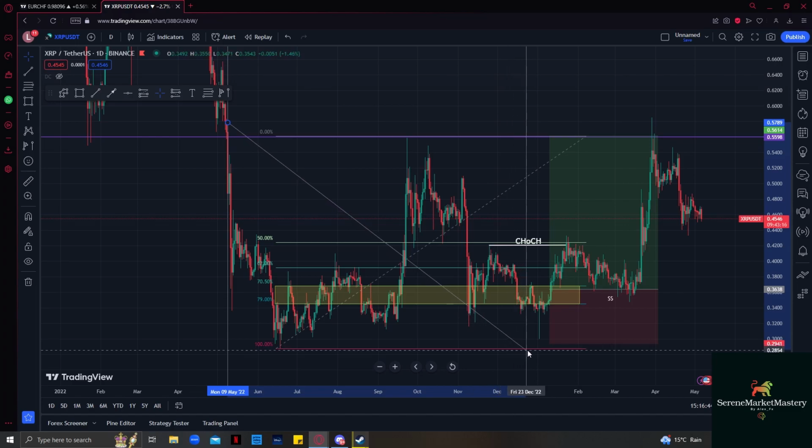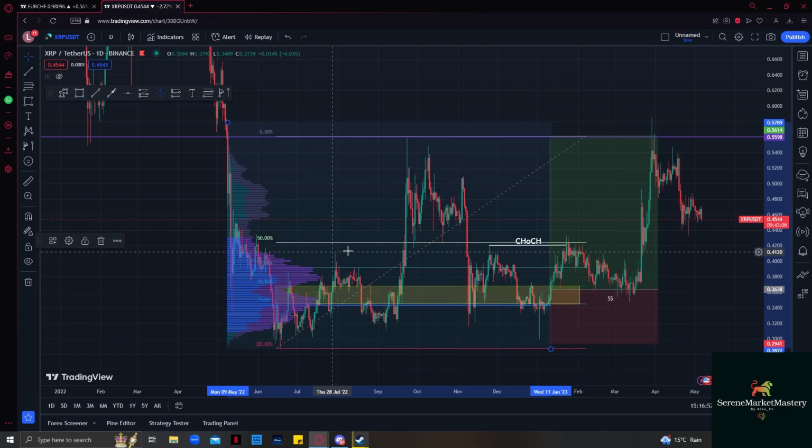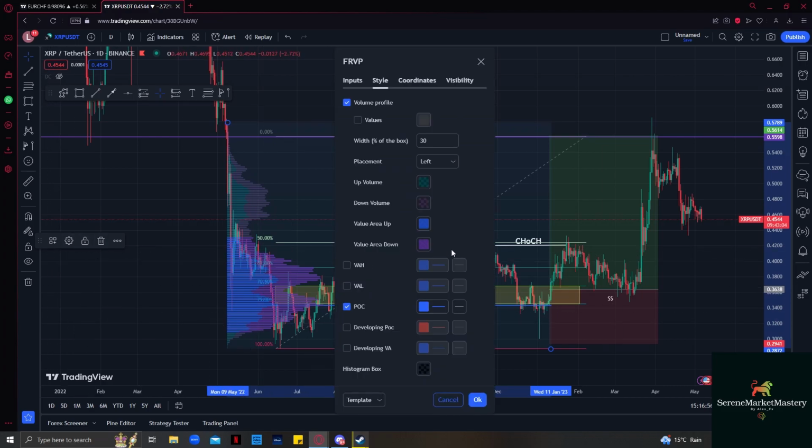As it kept moving, I kept tracking it until we entered this stage here, and I wanted to know how much volume there is. As you see, we have a lot of volume being built up right here. Okay, before I go any further, let me show you the settings for the fixed range volume profile right here. Okay, so let me just show you this.